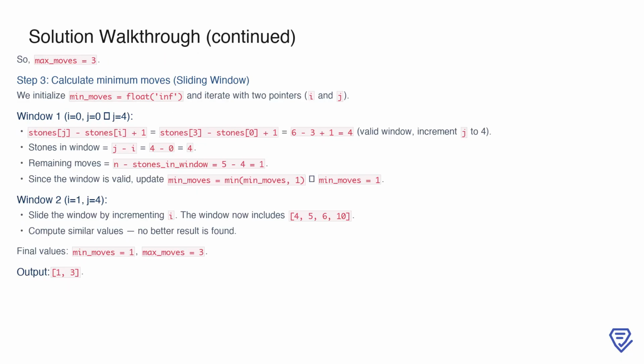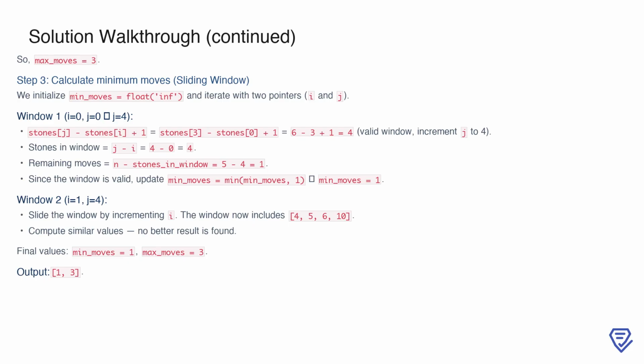With the maximum moves calculated as 3, we now focus on finding the minimum moves. To do this, we use a sliding window approach. We initialize min_moves to infinity and iterate through the stones with 2 pointers, i and j, to define a window. Inside this window, we check how many stones are already consecutive and how many moves are needed to fill any gaps. For the first window, where i equals 0 and j moves up to 4, we calculate the window size as stones[j] - stones[i] + 1, which is 6 - 3 + 1 equals 4. This is a valid window since it includes up to 4 stones.